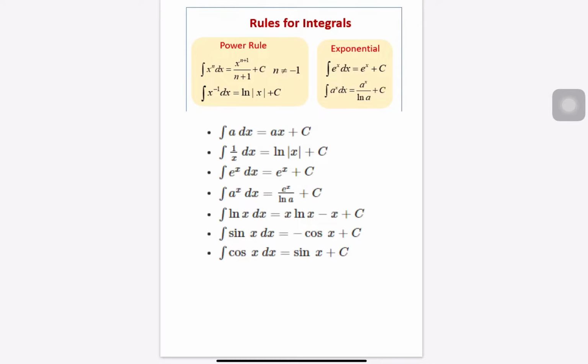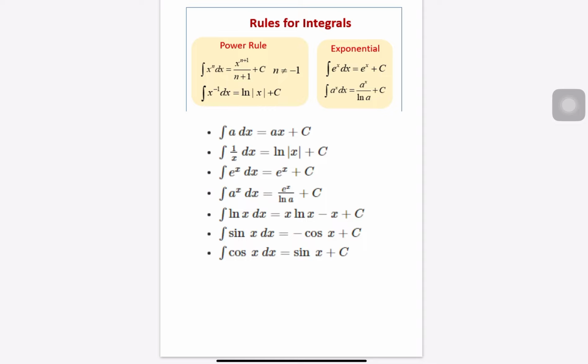Hi everybody, today I start the second lecture of integrals with new examples and the formulas. Okay, first I want to explain the rules of integrals. The first rule is the power rule.